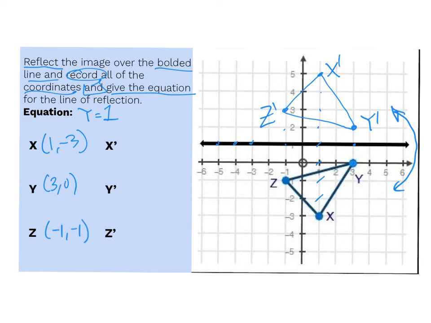And my new ordered pairs for X, it's at 1, 5. My X stayed the same, only my Y's are changing. My Y is at 3, 2. X stayed the same, Y changed. And Z is at -1, 3. X stayed the same, Y changed. Remember, the first number is your X. The second number is your Y.